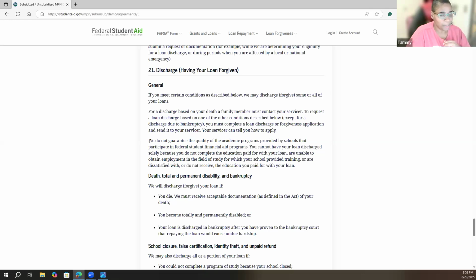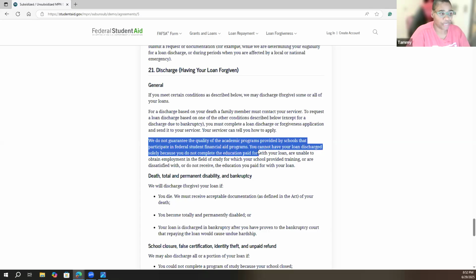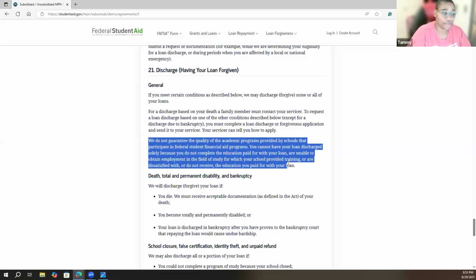But one thing about the Department of Education and this master promissory note is that they do not guarantee the quality of the academic programs provided by the schools that participate in federal student financial aid programs. You cannot have your loans discharged solely because you do not complete the education paid for with your loan, are unable to obtain employment in the field of study for which your school provided training, or are dissatisfied with or do not receive the education you paid for with this loan.